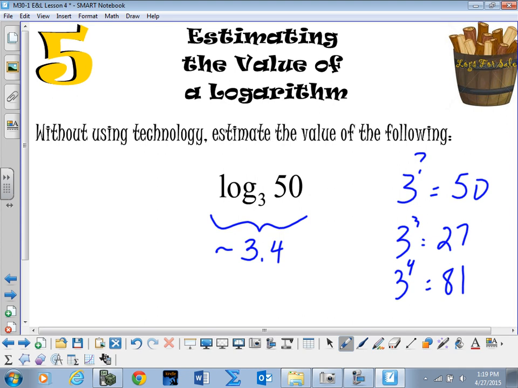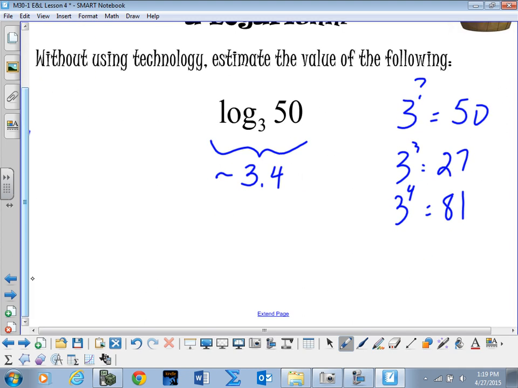Now let's calculate it and see how close that estimate is. Because it's a base 3, I can't enter it in my calculator unless I change the base. So change of base.